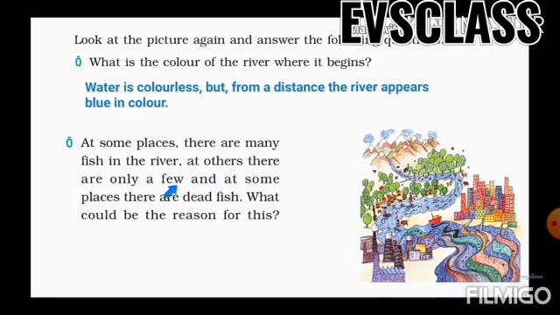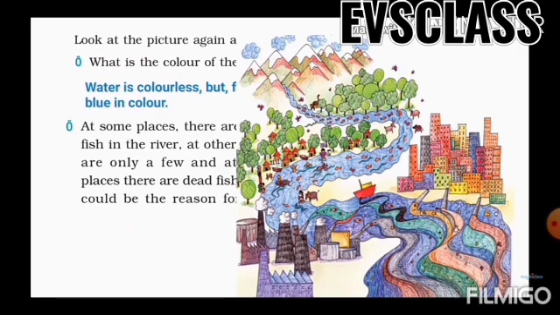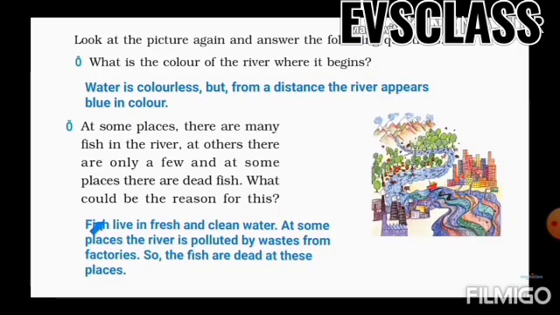Now the second question: at some places there are many fish in the river, at others there are only a few, and at some places there are dead fish. Look at the picture, students. Look at the blue and clean water flowing, and on that side so many fishes are there. Here you see the waste products coming from a factory, and what is the number of fishes here? No fishes living here. So the fishes get reduced due to some pollutants.